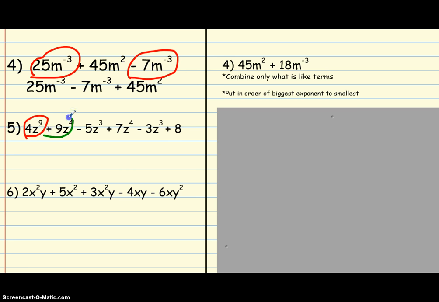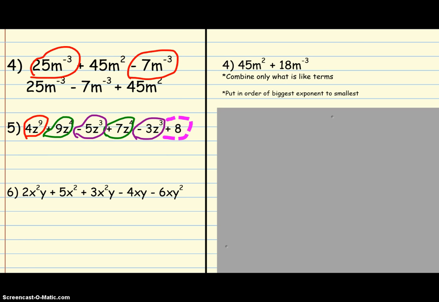We have 9z to the 4th. Any more z to the 4ths? Yes, we do. And make sure you always take that sign in front of the number. As we keep looking, we've got minus 5z to the 3rd. And another z to the 3rd is minus 3z to the 3rd. And lastly, plus 8. We just have plus 8.